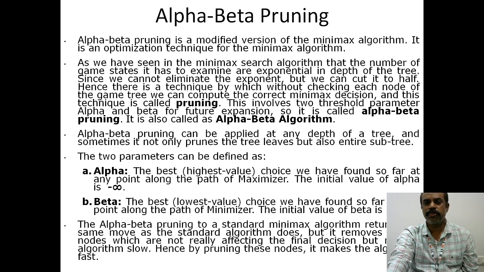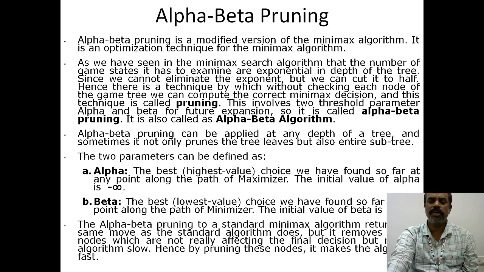This involves two threshold parameters, alpha and beta, for future expansion. So it is called alpha beta pruning. It is also called the alpha beta algorithm. This pruning can be applied at any depth of a tree, and sometimes it prunes not only the tree leaves but also entire subtrees. The two parameters are defined as follows. Alpha is the best, that is the highest value choice we have found so far at any point along the path of the maximizer.